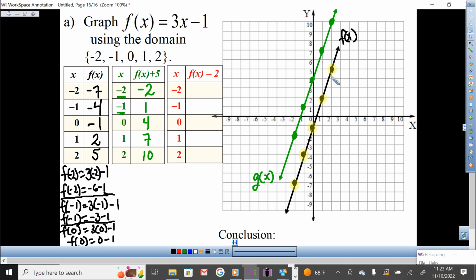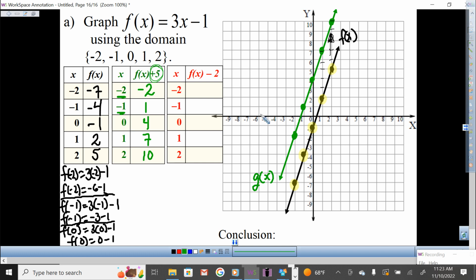Each point was moved up 5 spaces. Let's see. 1, 2, 3, 4, 5. Let's see this one. 1, 2, 3, 4, 5. How about this one? 1, 2, 3, 4. So that means that each of those moved up 5 steps. What was the parameter? +5. And it moved what? Up 5 steps. So let's make a prediction.